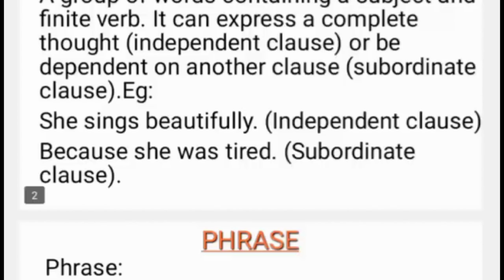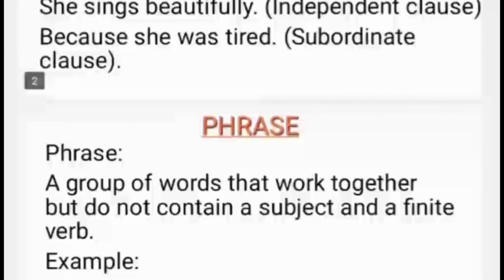For example, she sings beautifully. She sings beautifully is a complete thought. Therefore, we call it an independent clause. Because she was tired, it's an incomplete thought. Then we name it a subordinate clause.